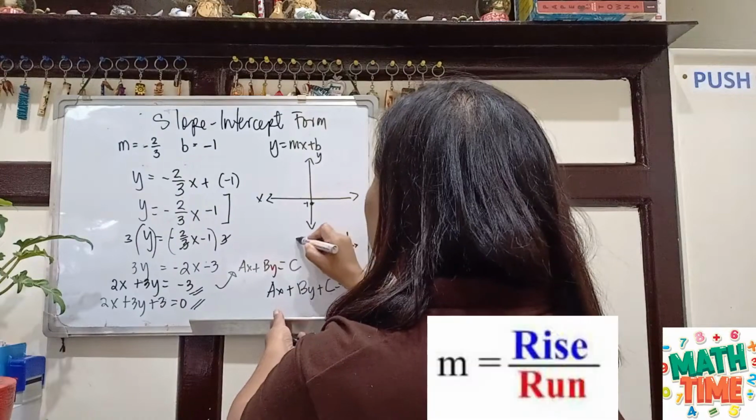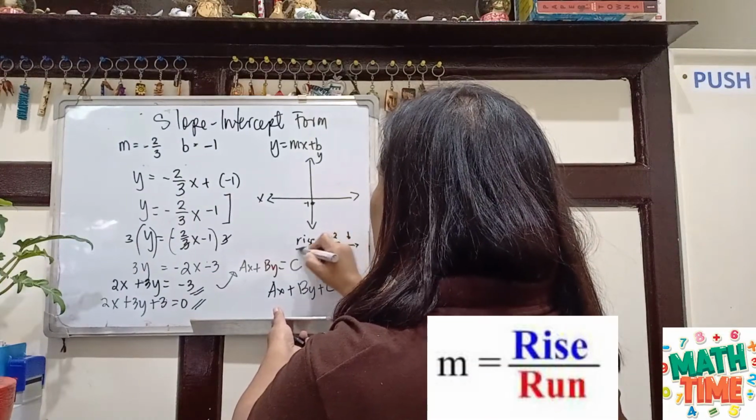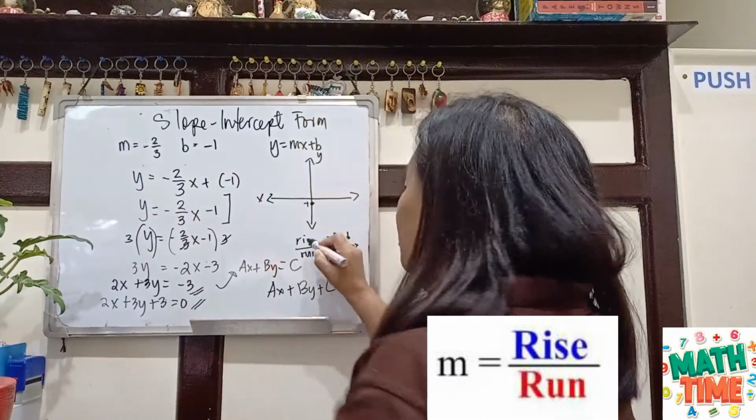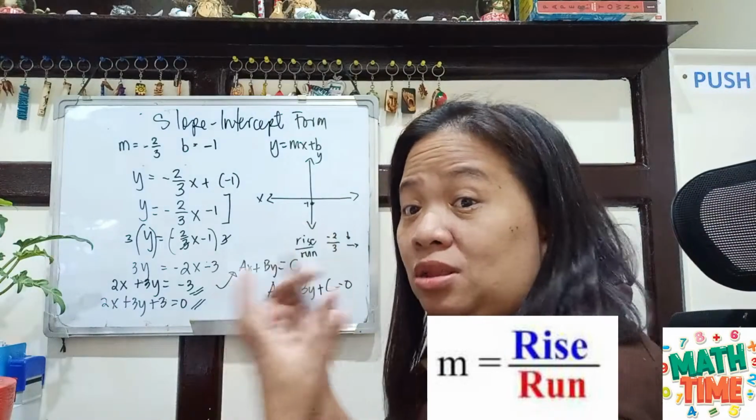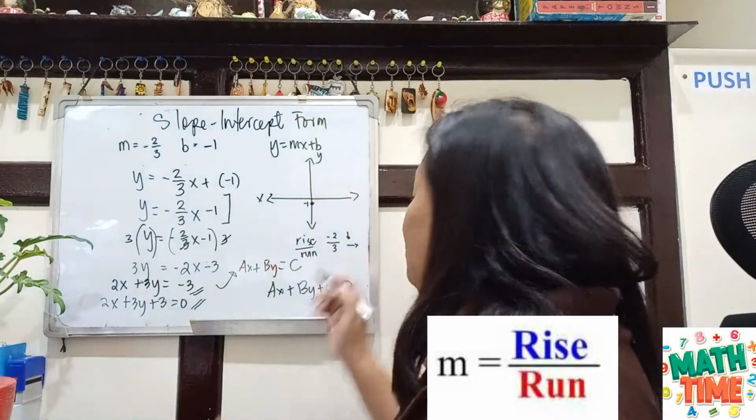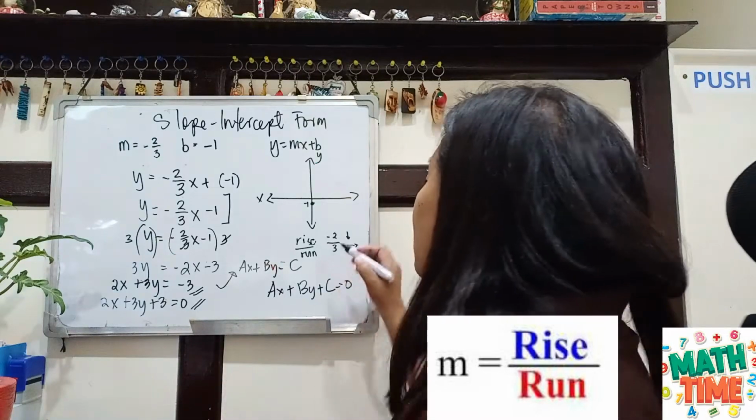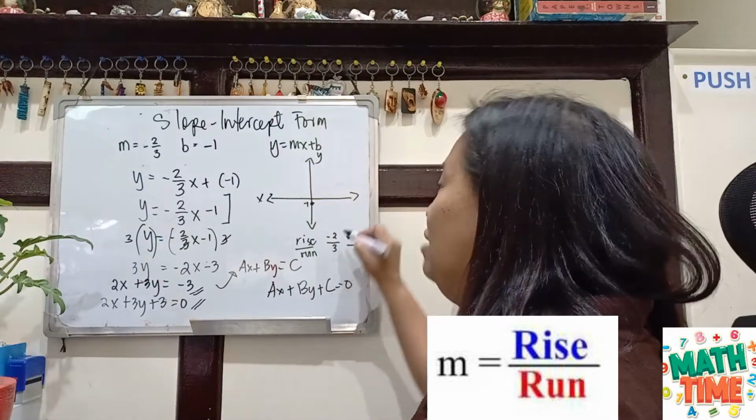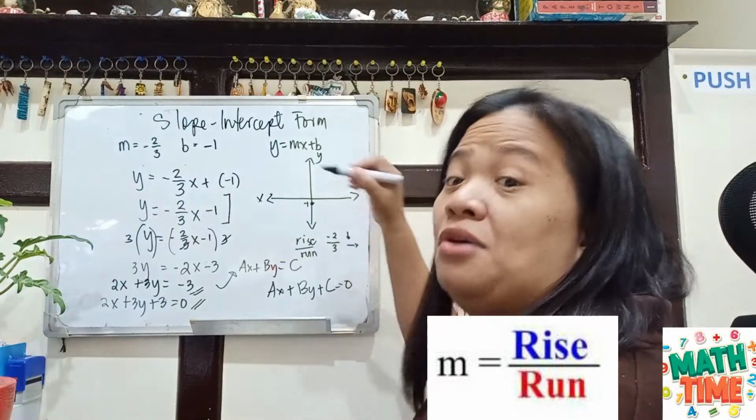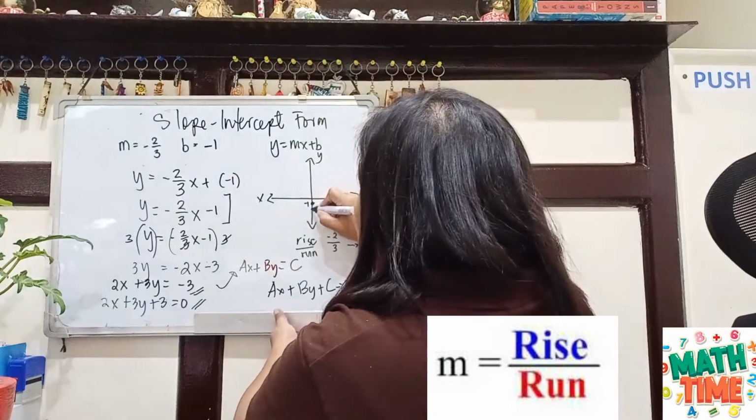Why is it so? Because the slope is rise over run. Rise means going up or going down, it depends upon the sign. Run means going to the left or to the right, it depends upon the sign still. So, since it is negative 2, then we are going down 2 units from the y-intercept. So it means 1, 2.